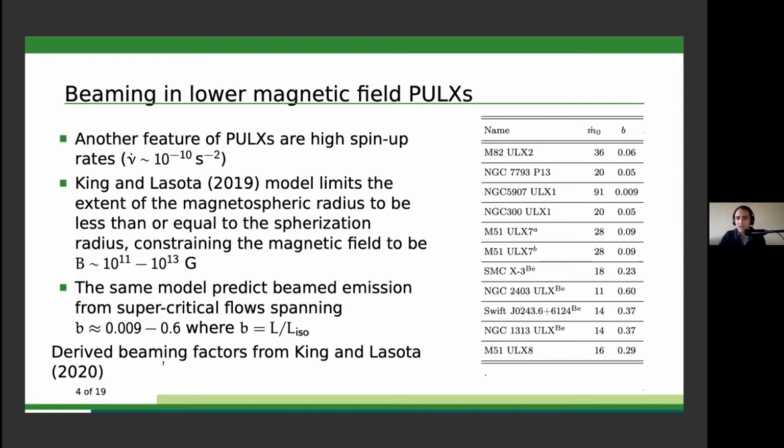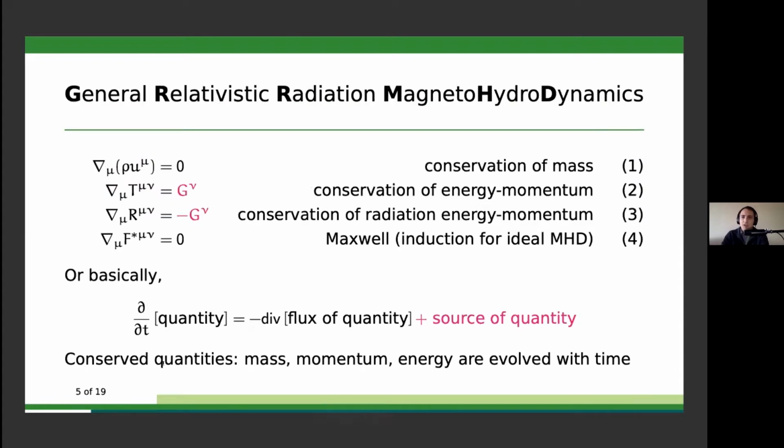So we want to see what kind of beaming factors we can get from our simulations. The simulations are general relativistic radiation magnetohydrodynamics. And these are the equations of motion. Basically we're solving conservation of mass, conservation of energy and momentum, conservation of radiation energy and momentum, and Maxwell's equations.